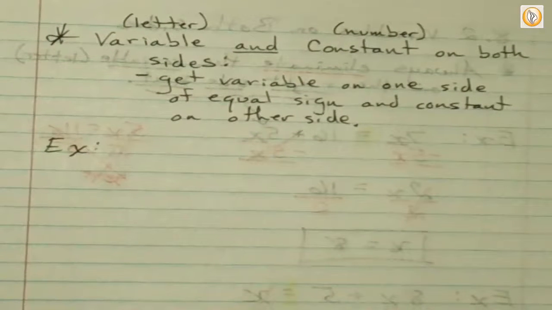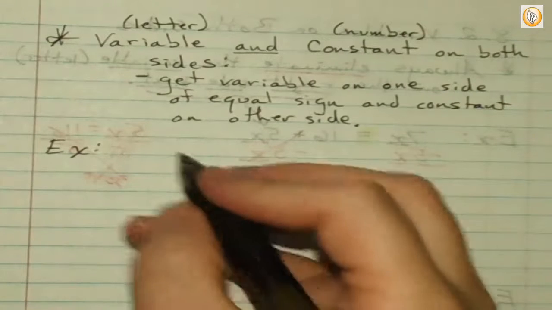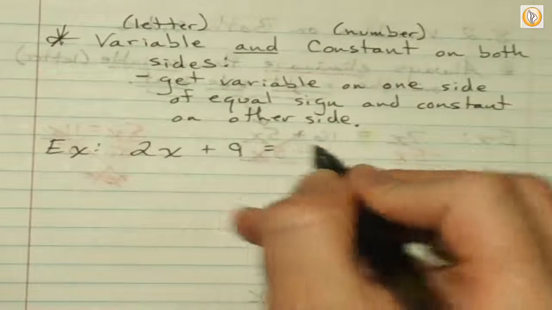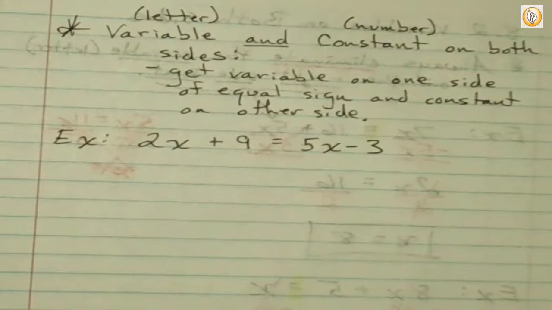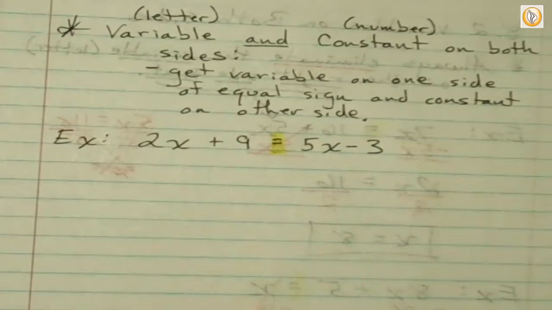All right. So variable and constant on both sides. If you have letters and numbers on both sides of the equal sign, you want to get the letter on one side and all the numbers on the other. Let's do another example. 2x plus 9 equals 5x minus 3. I'm going to go ahead and highlight my equal sign so that I'm aware of what I need to do with these numbers and letters.